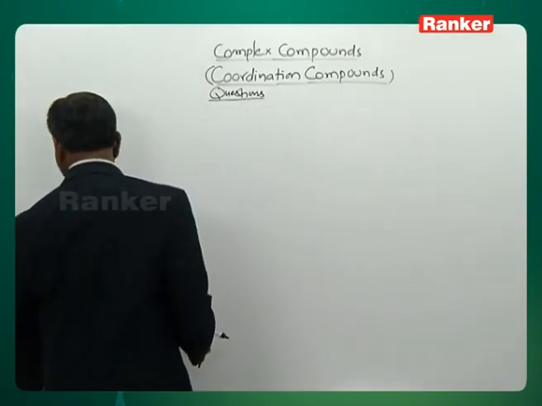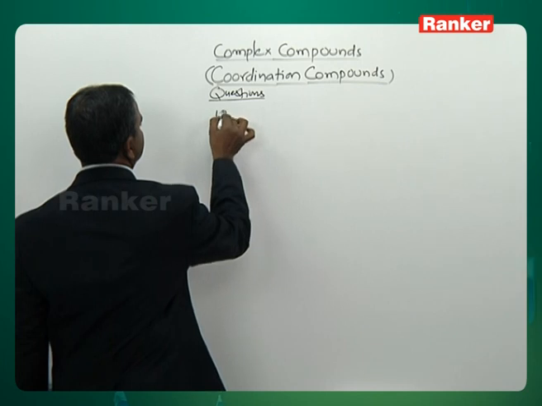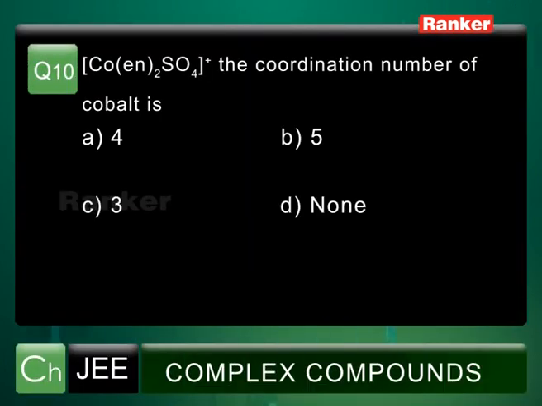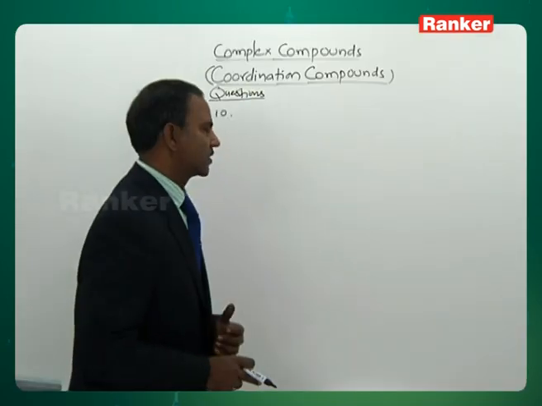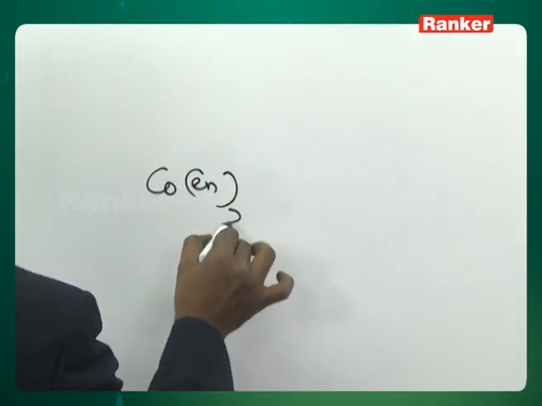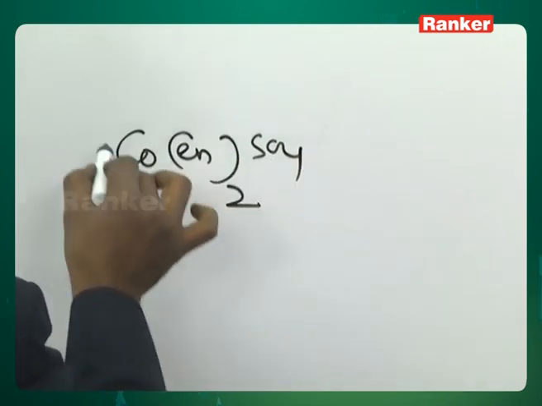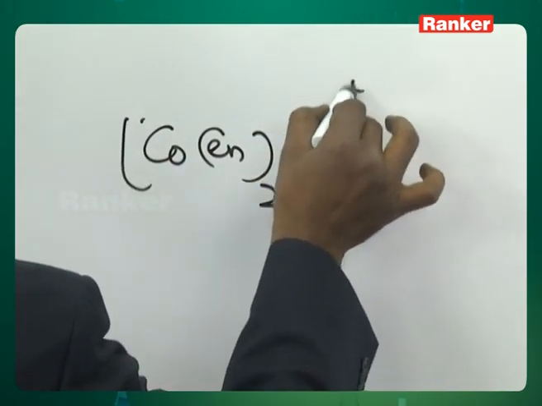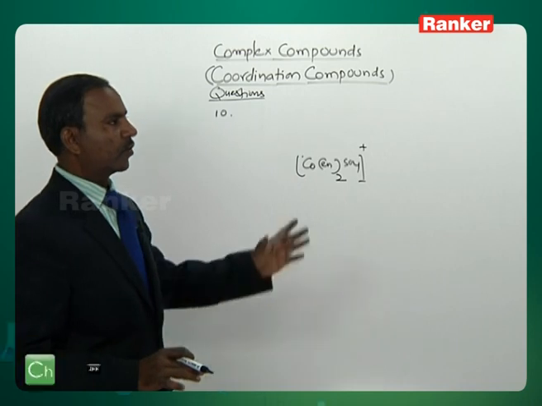Next, coming to question number 10. Co(en) taken twice SO4 plus, the coordination number of cobalt is: option A is 4, B is 5, C is 3, and D is none. Now we write the complex structure, Co(en) taken twice SO4. This is the complex given. The coordination number you have to check.